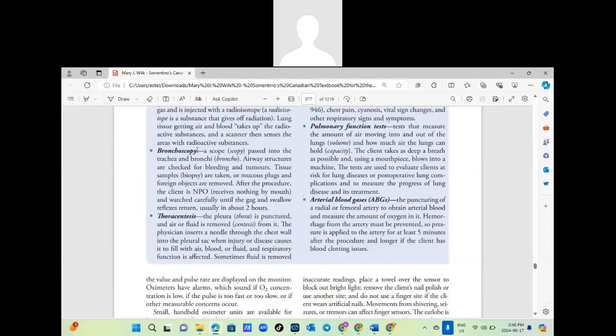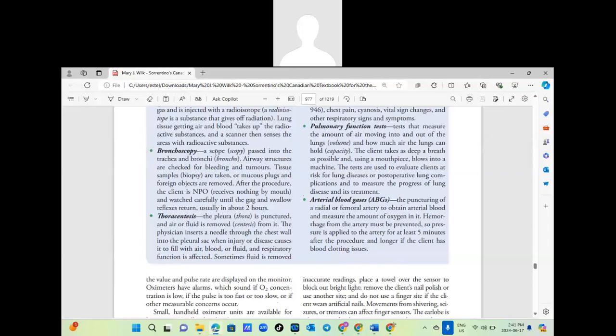All right, so let's go to bronchoscopy. Bronchoscopy. A scope again is a lighted instrument passed into the trachea and bronchi. So the airway structures are checked for bleeding and tumors. Tissue samples for biopsy are taken, or mucus plugs and foreign objects are removed.